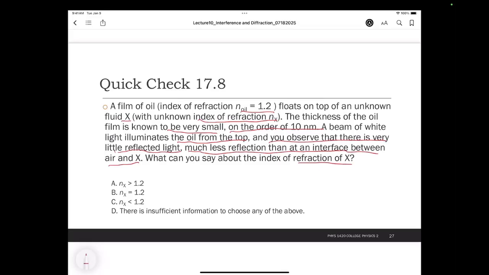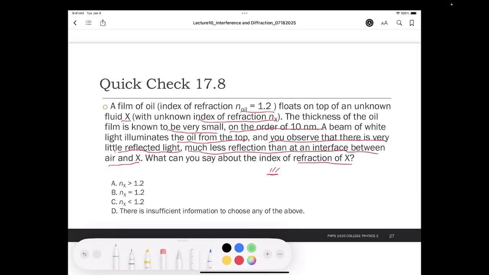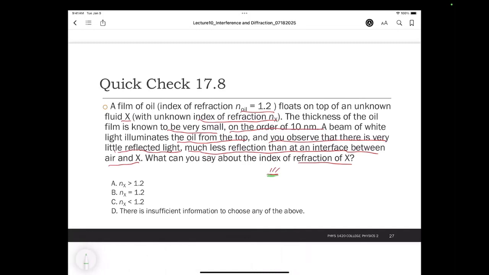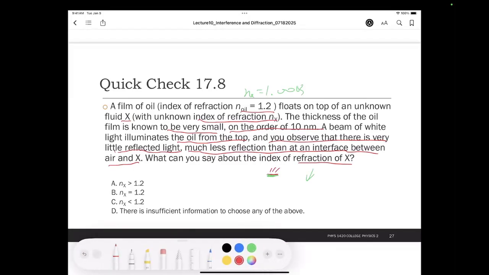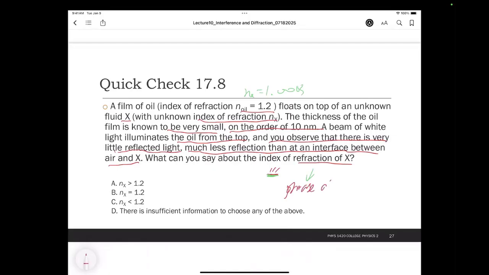Actually, this question is a little bit tricky. For example, this is air, this is oil, and this is fluid X. From air, we know the index of refraction is 1.0003, almost 1. So the index of refraction increases going into the oil, which means there is a phase change of 180 degrees.